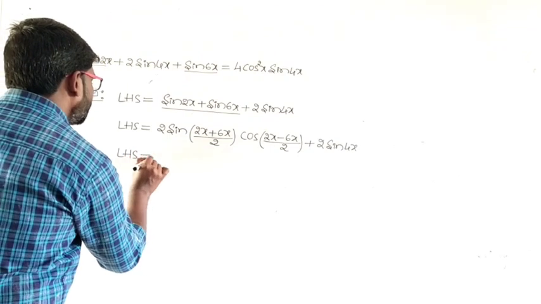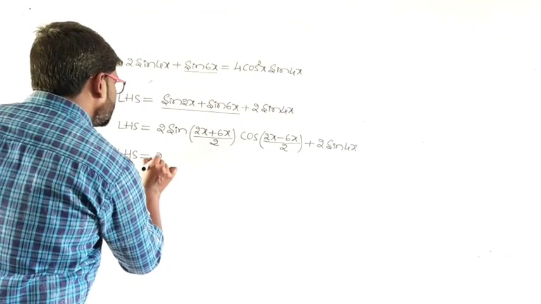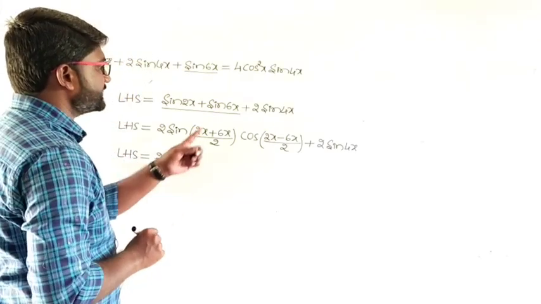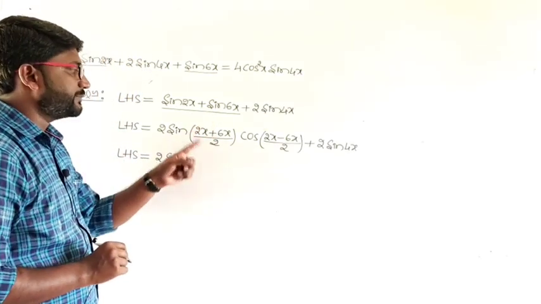So now simplify this further. Left hand side equals 2 sin, 2x plus 6x will be 8x by 2.